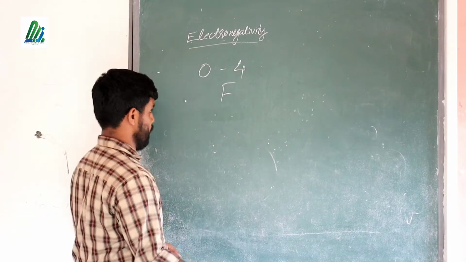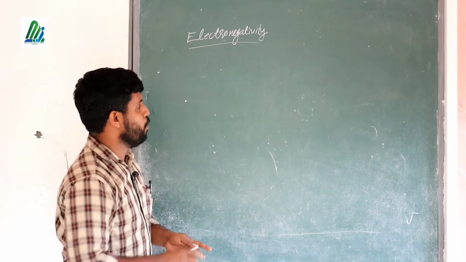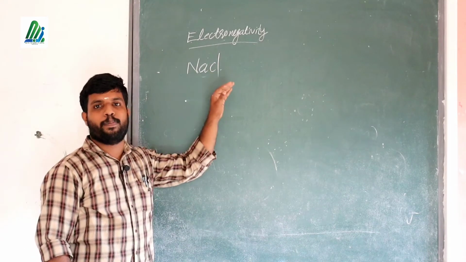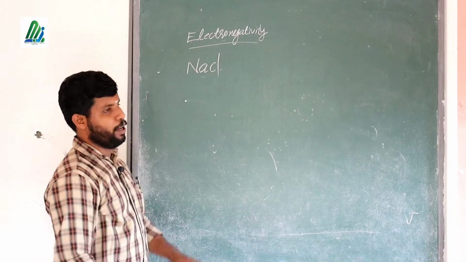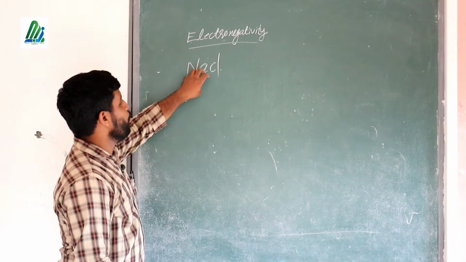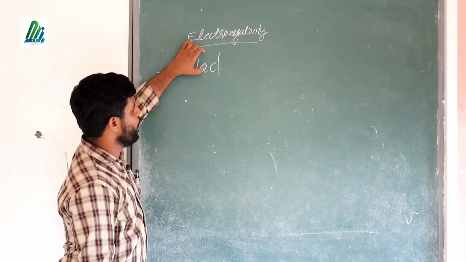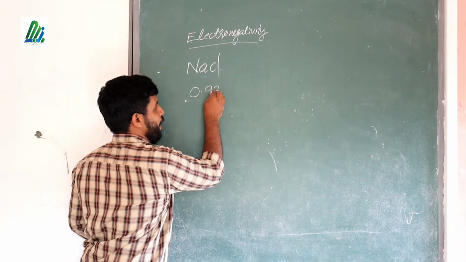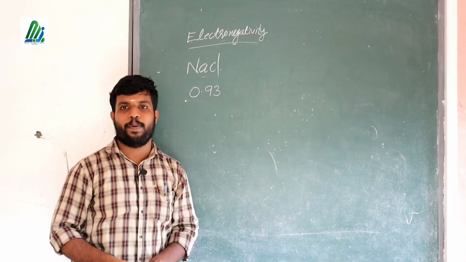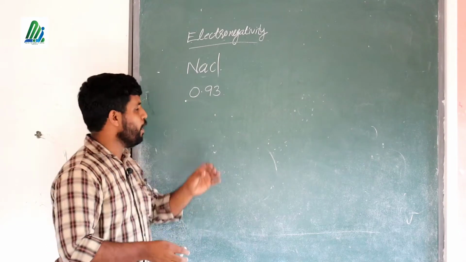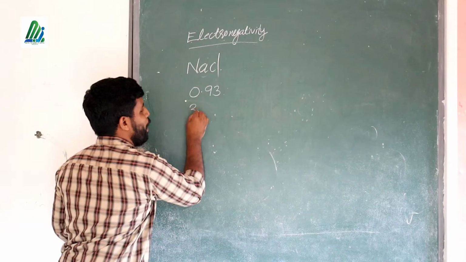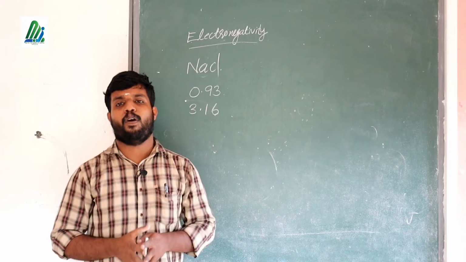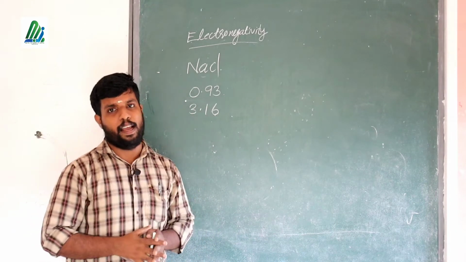What is the method? For example, in the case of sodium chloride, we want to know which type of compound it is. First of all, we want to know the electronegativity values of sodium and chlorine. The electronegativity value of sodium is 0.93, and the electronegativity value of chlorine is 3.16. To know which type of compound this is, just find the difference in these values.